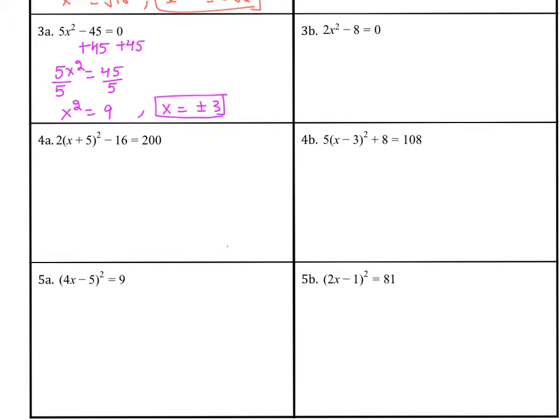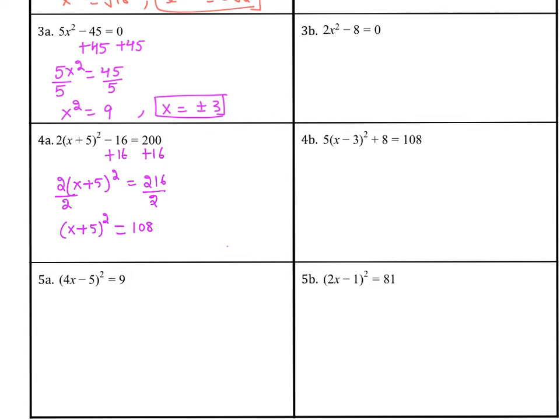For number 4a, you're going to isolate this term, that is (x plus 5) squared. You remove the 16 and the 2. So first of all, we're going to remove 16 by adding 16 on both sides. And you're going to get 2 times (x plus 5) squared equals 216. And then you're going to divide by 2 on both sides. You get (x plus 5) squared equals 108.